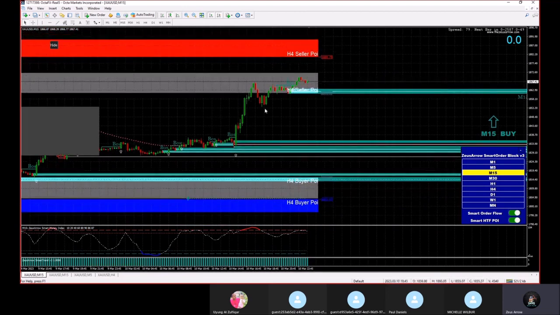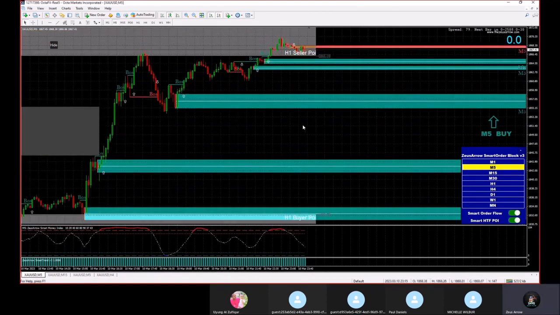Have a look at whether the price is inside the H4 seller zone or the H4 buyer zone, or whether it is away from both. Having an idea of where the H4 key levels or key areas are is very important. You really don't need to go to higher time frames. You just need to have a look at H4, then switch back to the 5 minutes.